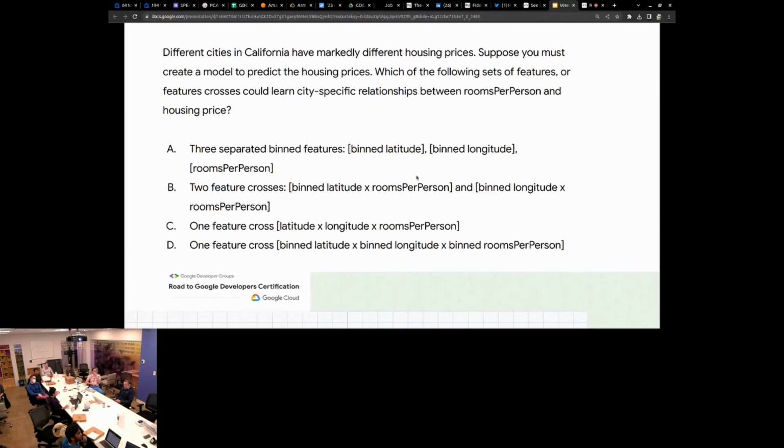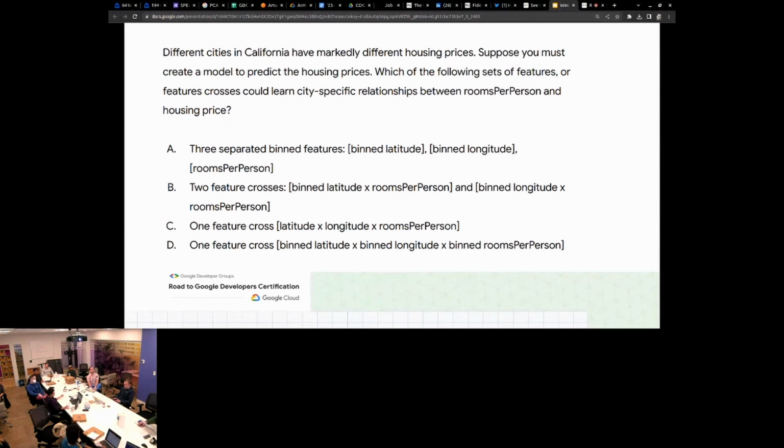One question, and that's actually the question that you brought up. Different cities in California have markedly different housing prices. Suppose you must create a model to predict the housing price. Which of the following sets of features or feature crosses could learn city-specific relationship between rooms per person and housing prices? A: 3 separate bin features, bin latitude, bin longitude, and room per person.